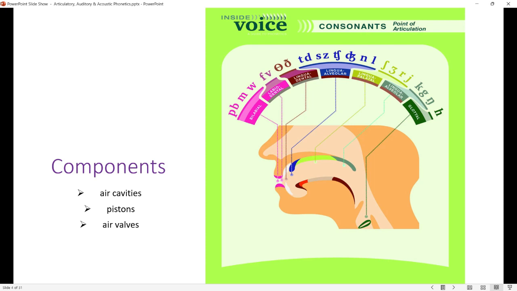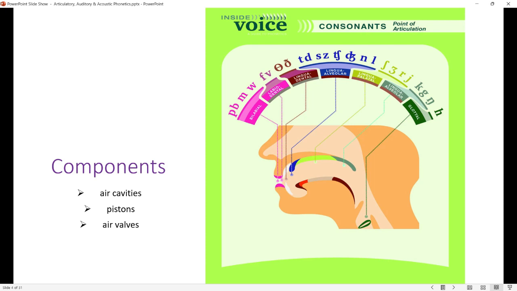The point of maximum obstruction is called the place of articulation, and the way the obstruction forms and releases is the manner of articulation. For example, when making a P sound, the lips come together tightly, blocking the air momentarily and causing a buildup of air pressure. The lips then release suddenly, causing a burst of sound. The place of articulation of this sound is therefore called bilabial, and the manner is called stop, also known as a plosive.